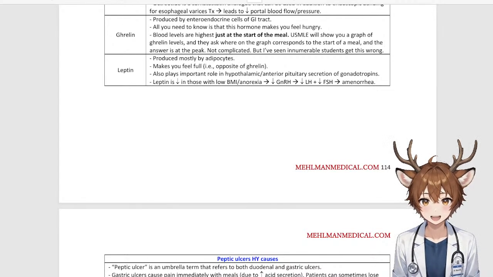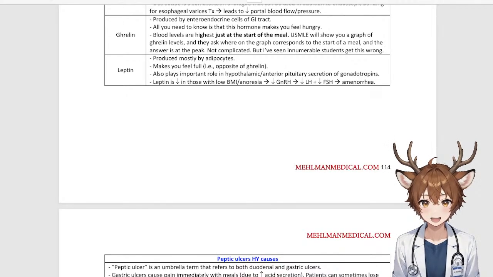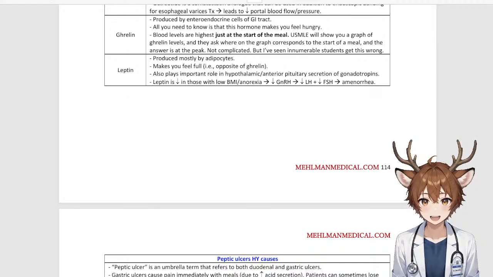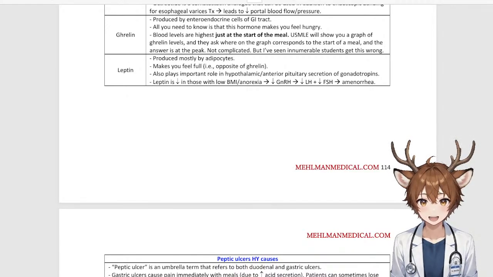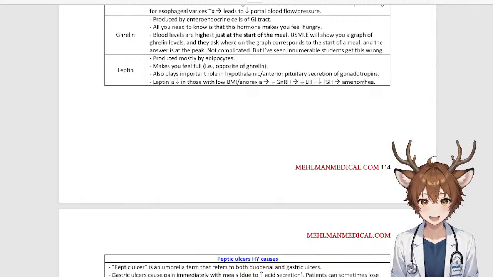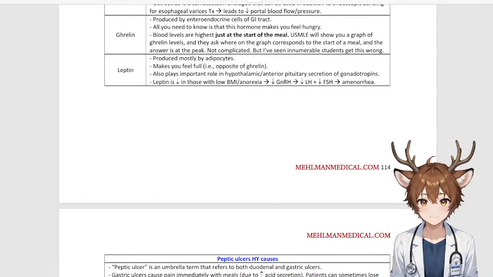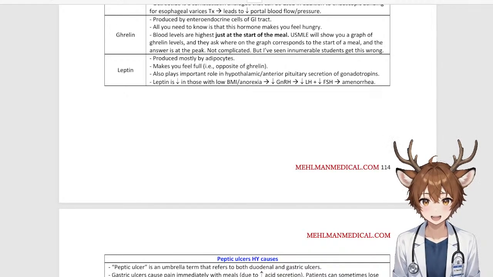Ghrelin, produced by the enteroendocrine cells of the GI tract. All you need to know is that this hormone makes you feel hungry. Blood levels are highest at the start of the meal. USMLE will show you a graph of the ghrelin levels, and they ask you where on the graph corresponds to the start of a meal. And the answer is at the peak. Not complicated, but I've seen innumerable students get this wrong.